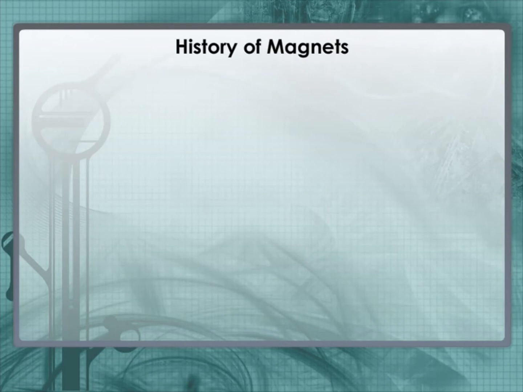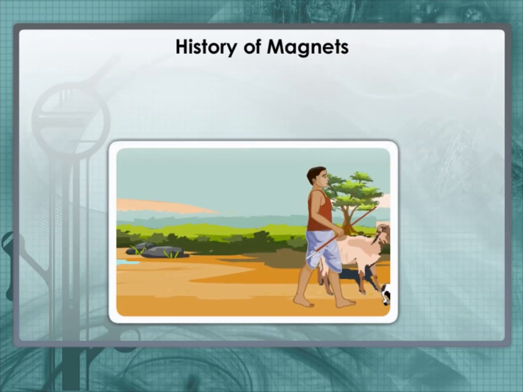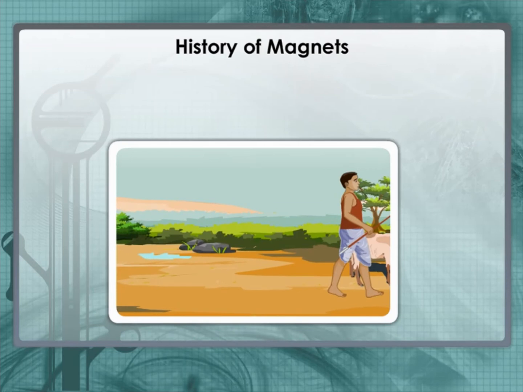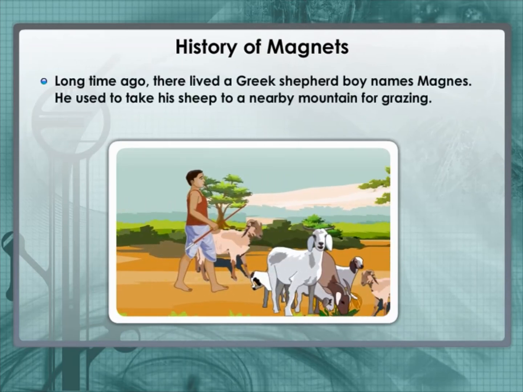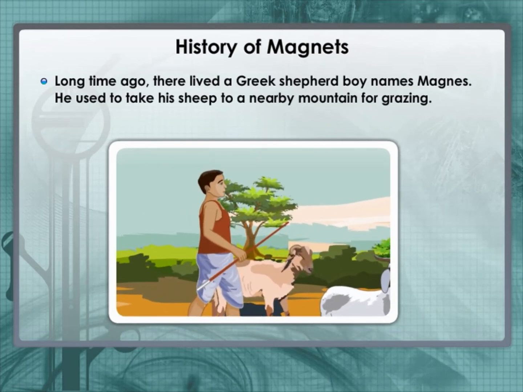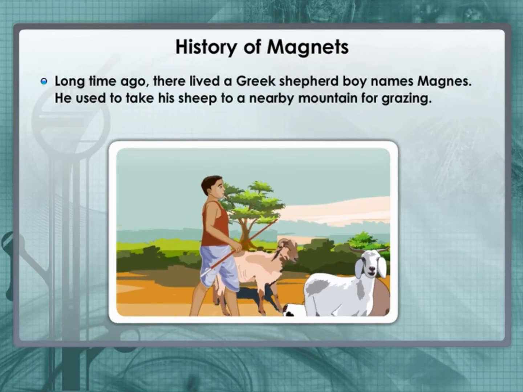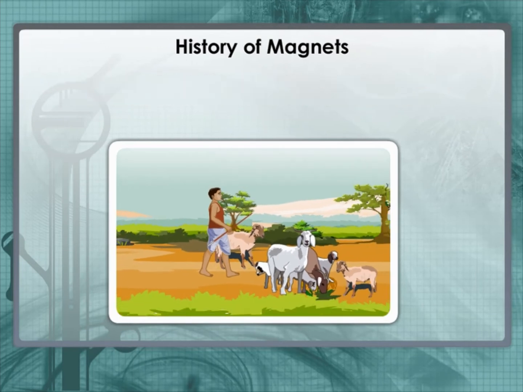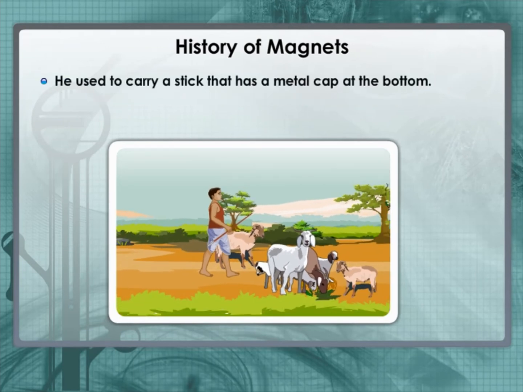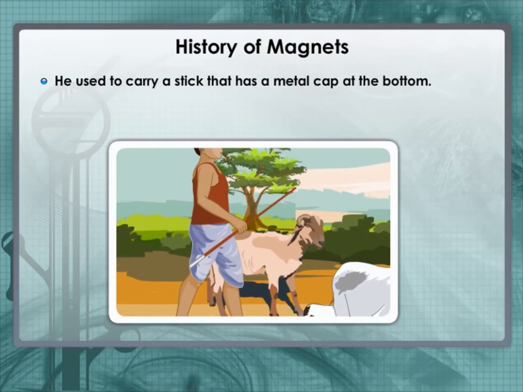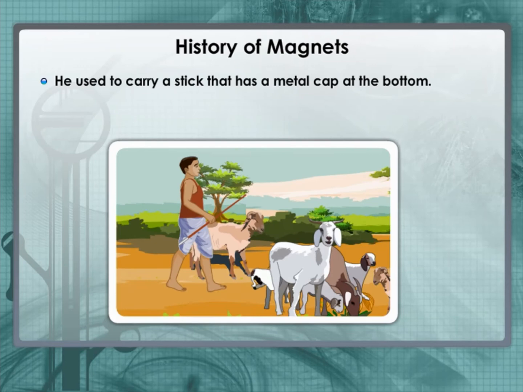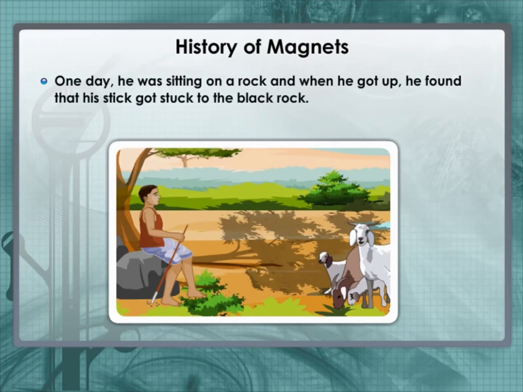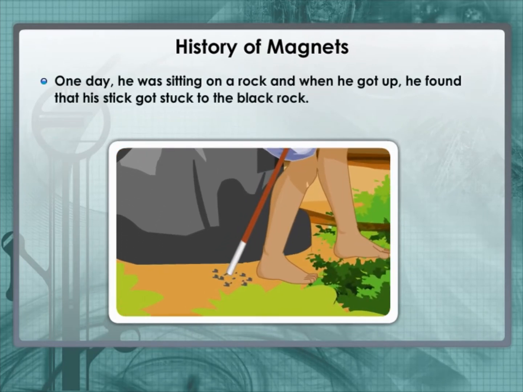History of magnets. Do you know there is an interesting story behind the discovery of magnets? Long time ago, there lived a Greek shepherd boy named Magnus. He used to take his sheep to a nearby mountain for grazing. He used to carry a stick that has a metal cap at the bottom. One day he was sitting on a rock, and when he got up, he found that his stick got stuck to the black rock.